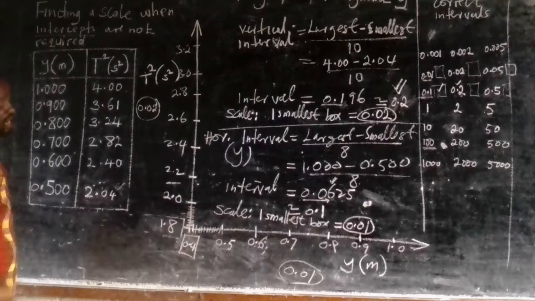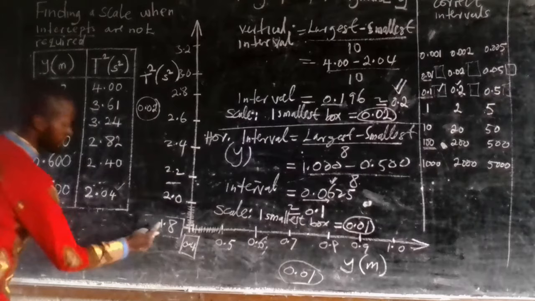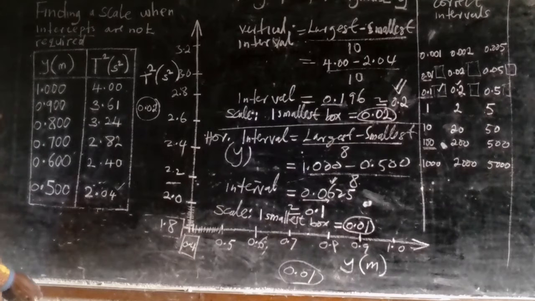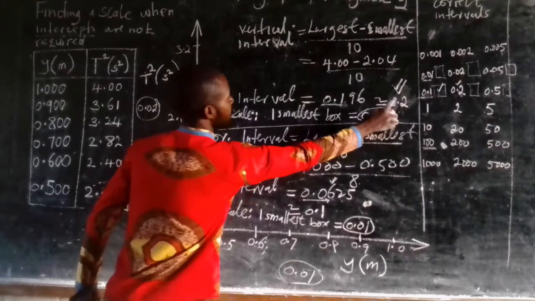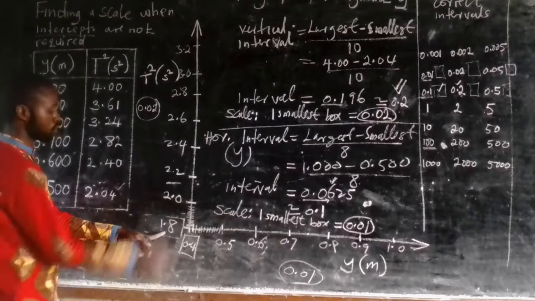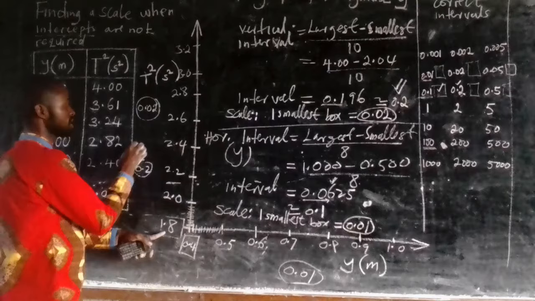So why do I put 2 digits for these values of t squared, yet in the table they are 3? That's what I want to tell you. For me, I have come to my interval. My interval has how many digits? 0.2. And to get from the starting point to the next value, I will be adding 0.2, which is my interval having 2 digits.